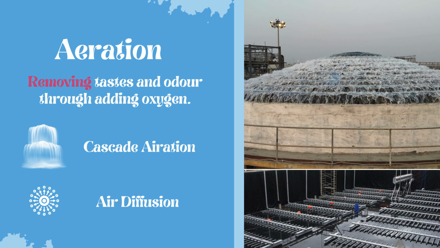Air diffusion. In air diffusion, oxygen is introduced into water through fine bubbles produced by diffusers or aerators. These bubbles rise to the surface, facilitating the exchange of gases between water and air. This efficient method ensures thorough oxygenation of the water, effectively eliminating taste and odors. So whether it's through the dynamic cascade effect or the gentle bubbling of air diffusion, aeration plays a crucial role in enhancing water quality by removing taste and odors.